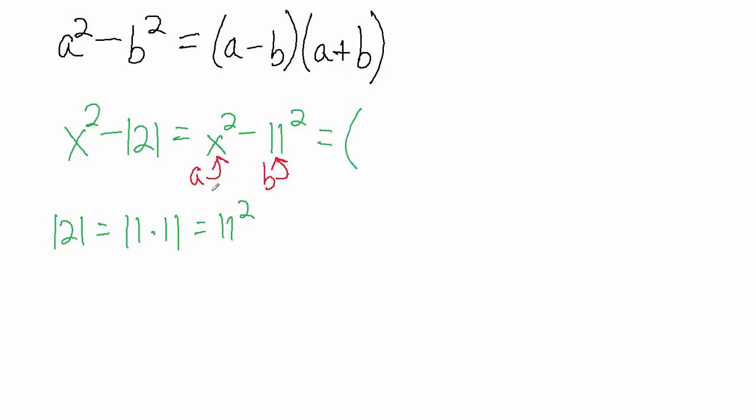So a minus b is going to be x minus 11, because remember, x is our a and 11 is our b, and then a plus b is just x plus 11. Okay, and that's actually really all there is to it.